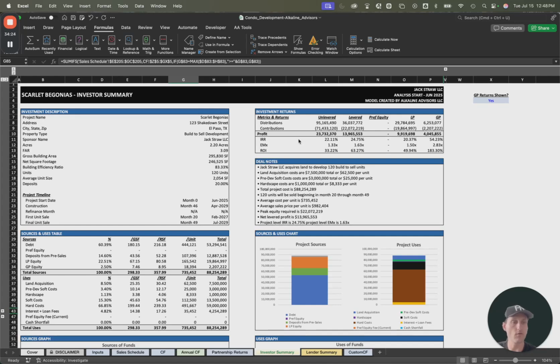So there's a brief overview of our premium condo development model. We can customize this out. We found that this framework and format works for a majority of our clients as at least a starting point. Very easy to use, very easy to update, and very easy to understand, I would say, most importantly.